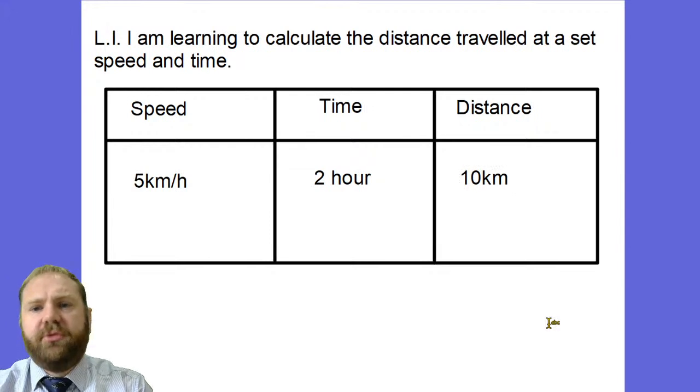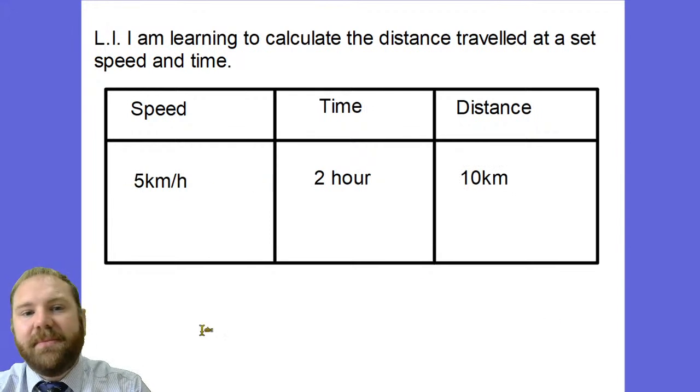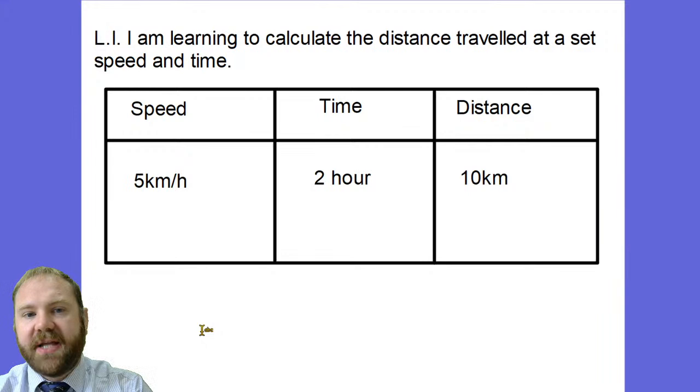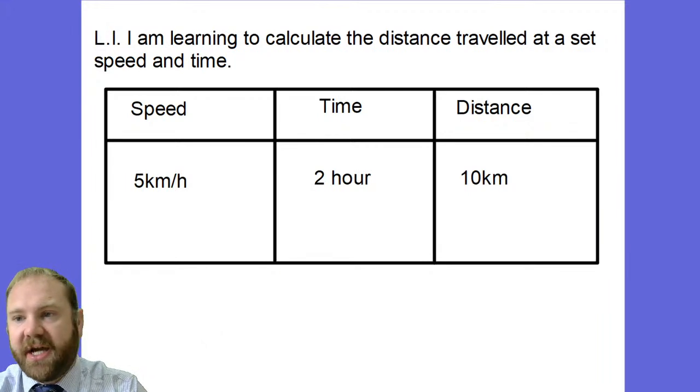Hopefully you're seeing how this works. So 10 kilometers there. Basically, we multiply them together. If you want to know the distance traveled, we times the speed by the time. So do speed times time.